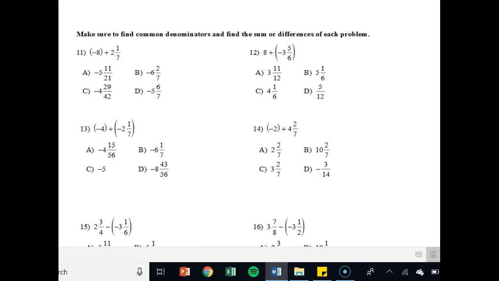So if I have a -8 plus 2 1/7, the very first thing you're going to want to do in every problem is label it. It's either going to be SSAK, same signs, add, keep, or DSSM. And remember, you only use KCC with subtraction. So write those things at the top, just like I have.